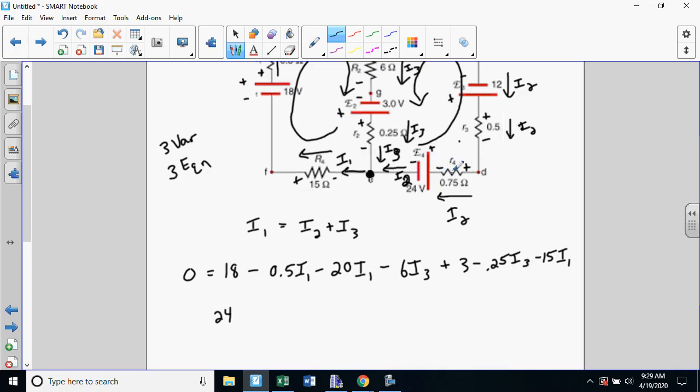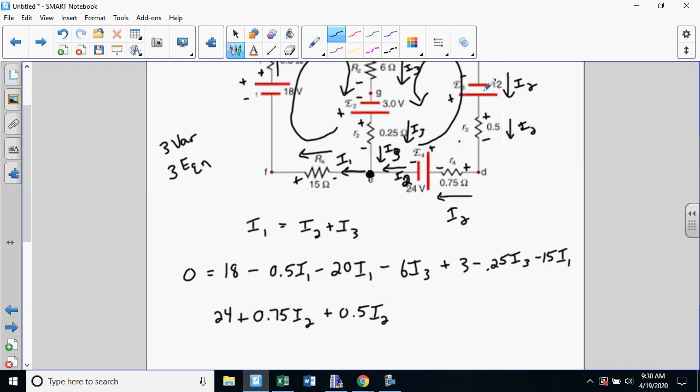So here, 0.75. Notice that I'm going from the low side to the high side because counterclockwise is against this current I2. So that's actually going to be a raise of 0.75 times I2. That's why it's really important to mark that minus and plus. Here, when I get to little r3, again, counterclockwise, I'm going from minus to plus. So that is also going to be a raise in voltage. So that's 0.5 times I2.